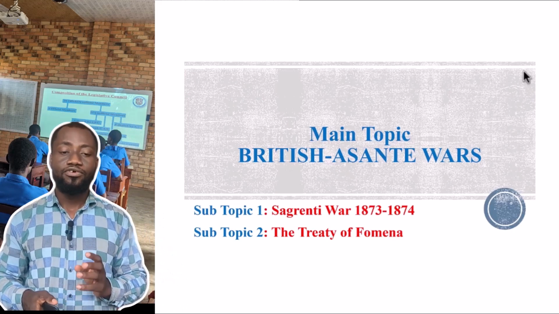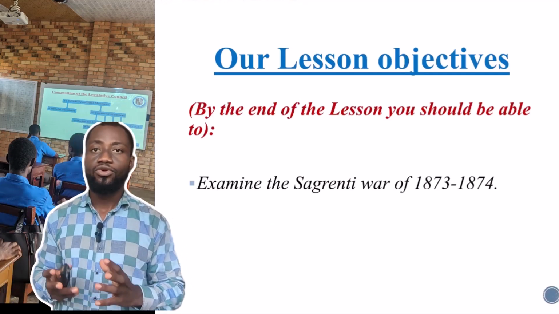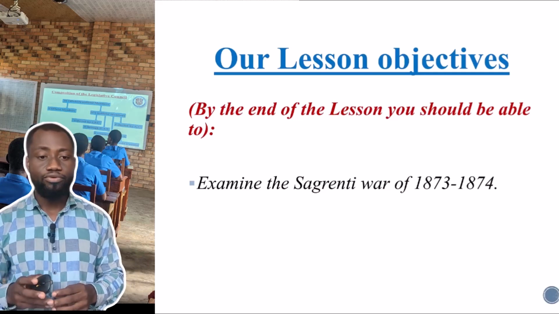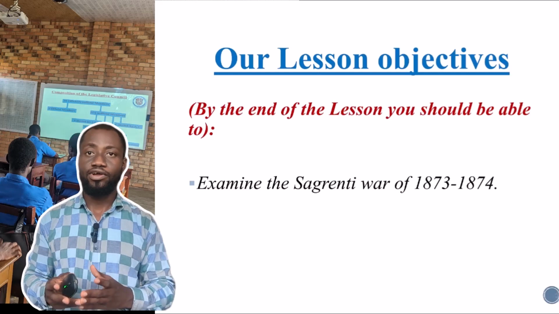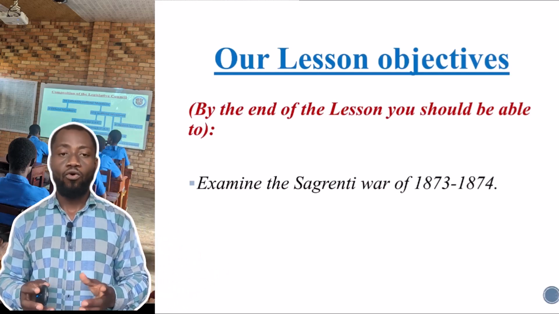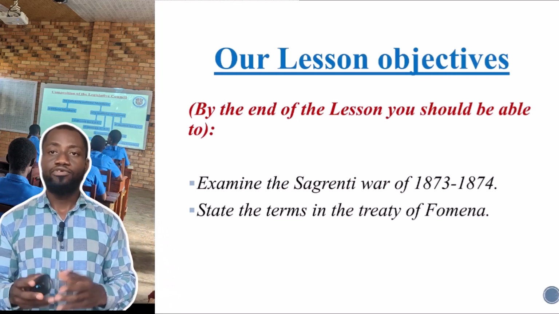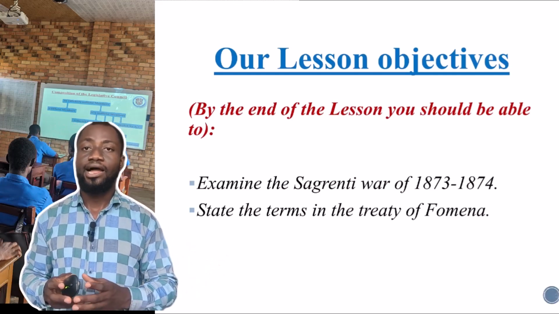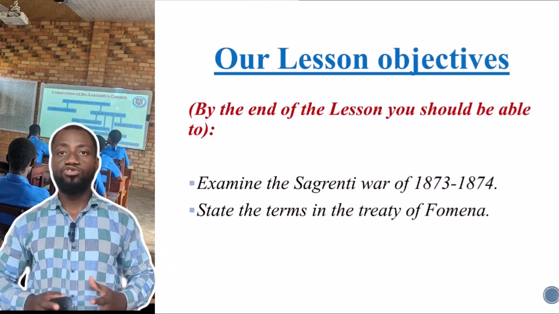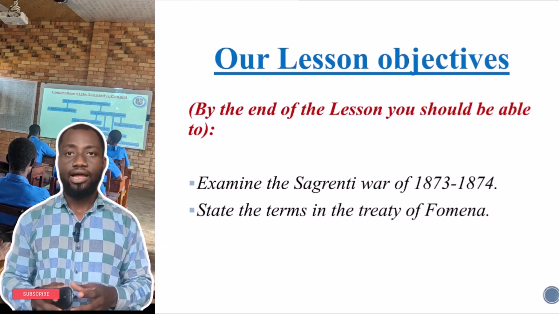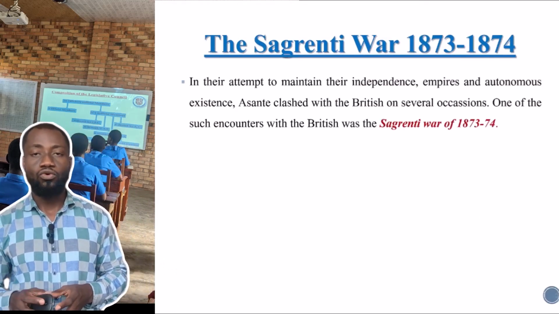So let's begin with our lesson objectives. So our lesson objectives for today will be that by the end of this lesson, you should be able to examine the Sagrenti War of 1873-1874, especially the causes of the war. And also, you should be able to state the terms of the Treaty of Fomena, which was signed after the war was fought. And so basically, these two objectives are what is going to guide us in our discussions today. So let's begin our lesson objectives with the Sagrenti War.